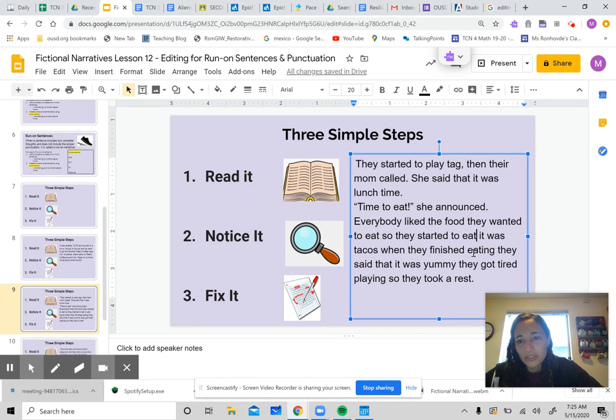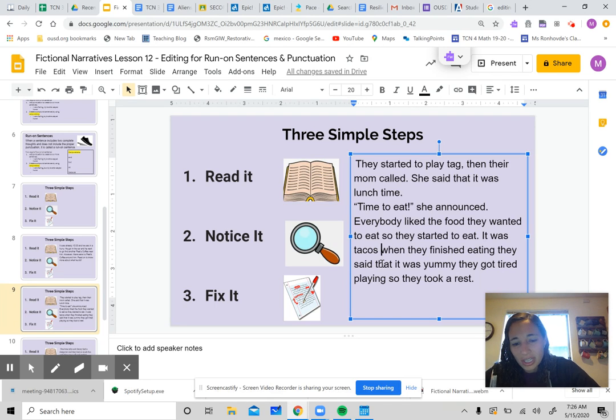It was tacos. When they finished eating, they said that it was yummy. They got tired playing, so they took a rest. Notice how that sentence is running on and on and on. So where can we put some punctuation or conjunctions to make it easier to read? So a lot of you are thinking right here. And then after that period, we could put a capital letter. It was tacos, and maybe we can add a conjunction.